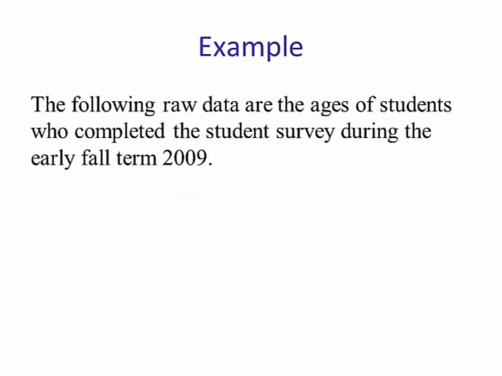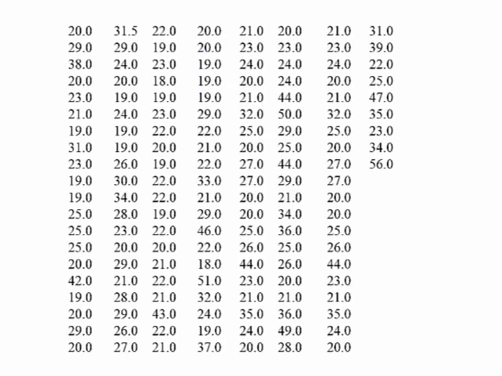Okay, let's do an example using Minitab and StatCrunch to compute quartiles. The raw data that we're going to use is the student ages who completed the student survey during the early fall term 2009. Here's the raw data.